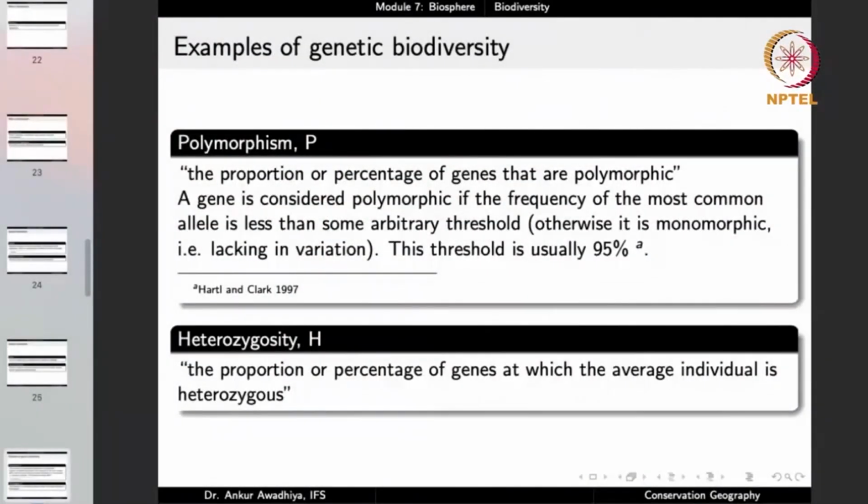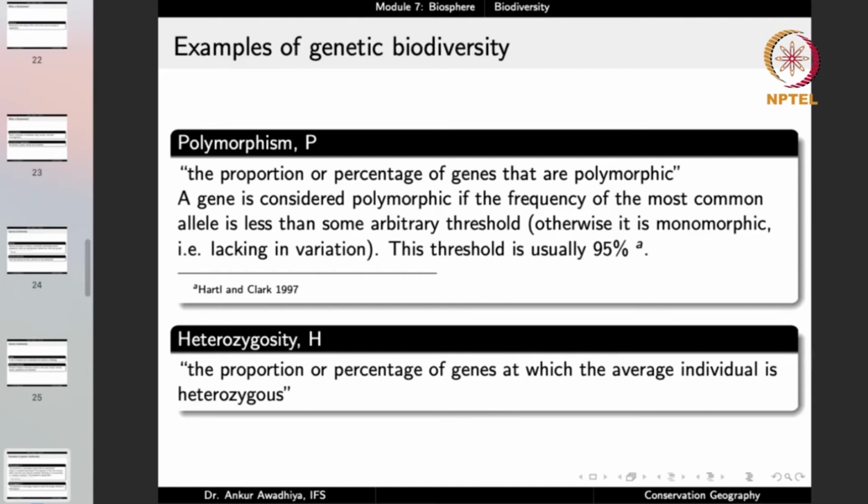Now, if we consider the alleles or the variations that we are getting from our fathers and our mothers, are both of these alleles or variations the same or are they different? If an individual gets the allele for brown eye from father and brown eye from mother, then we will say that this particular gene is homozygous. Whereas if he or she gets a different allele from father and from mother, we will say that this particular individual is heterozygous for this gene. And heterozygosity asks the question, what is the proportion or percentage of genes at which the average individual is heterozygous?